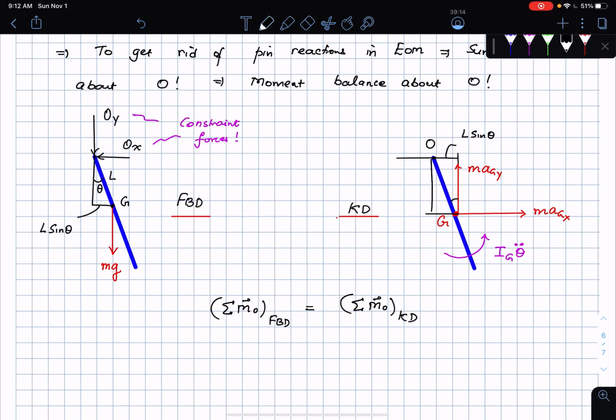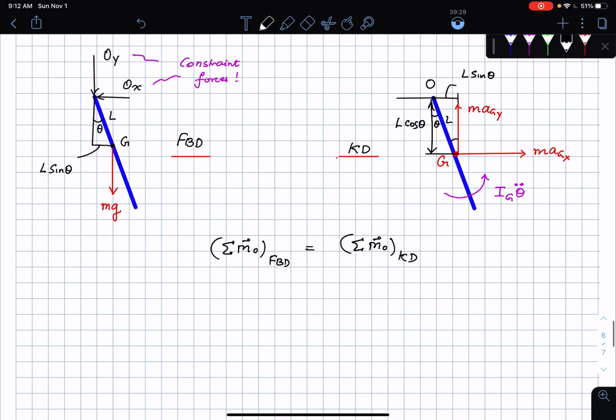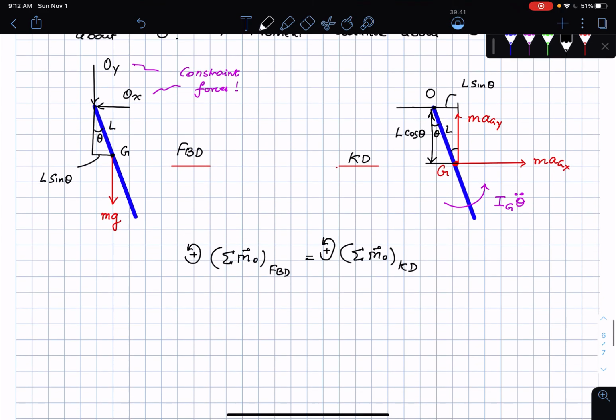Okay, so that's the perpendicular distance, right? As you can see, that's going to be L times cosine theta, because this angle here is theta, and this length was capital L. Since I'm doing it in a planar manner, I'm going to use clockwise or counterclockwise rotations. I'm going to say counterclockwise rotations are positive when I'm doing the summation of moments.